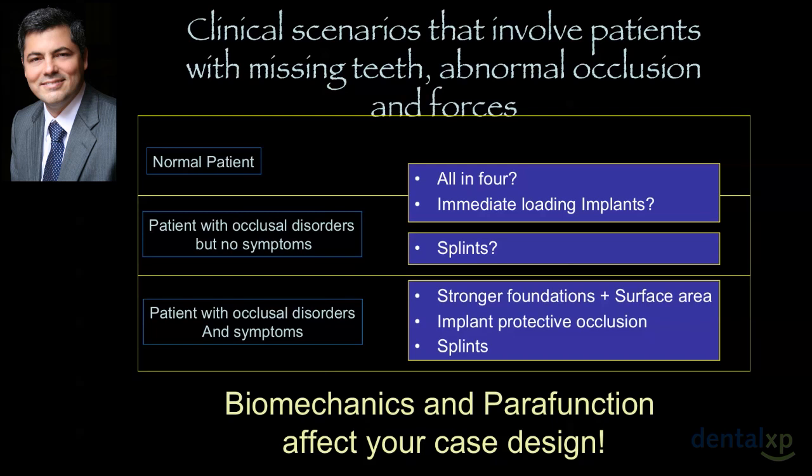The patients with occlusal disorders and symptoms are patients in which you need to build stronger foundations, more surface area, probably build that implant protective occlusion that Dr. Mish talks about so much, and you always need to finish this patient with splints. And I advise you to do the same on the patient with occlusal disorders and no symptoms.